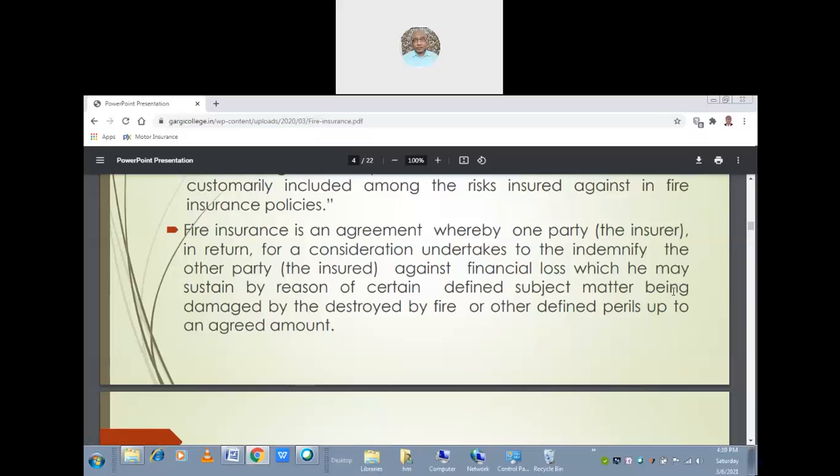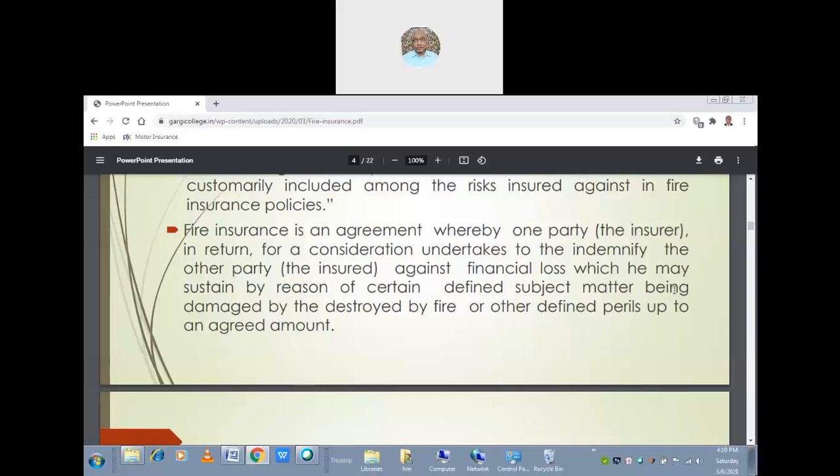What you have to do is only sign, and where there are blank places you have to write your name, age and other particulars. Yes, that is the point here. Against the financial loss which he may sustain by reason of certain defined subject matter being damaged or destroyed by fire. They say either damaged or destroyed.